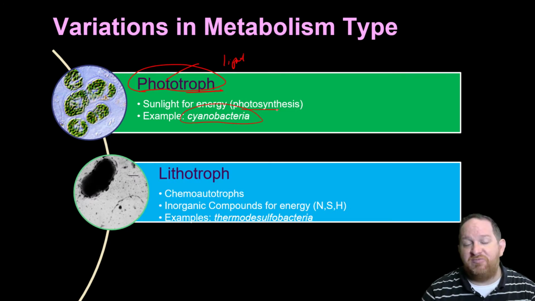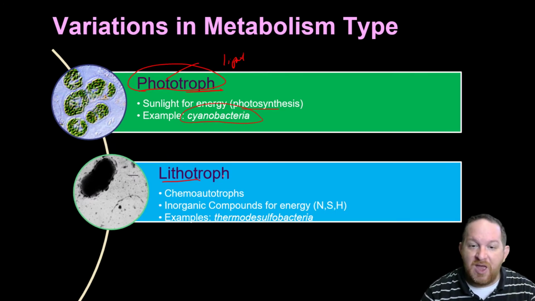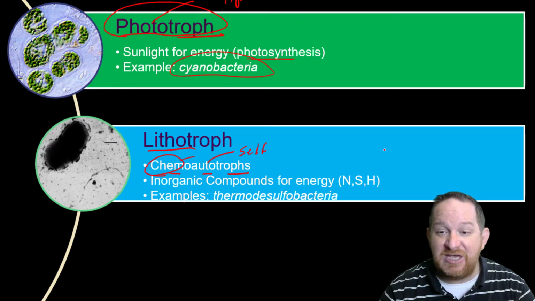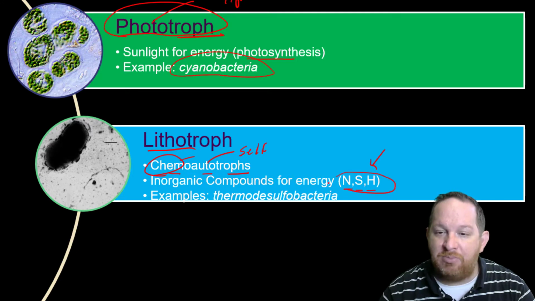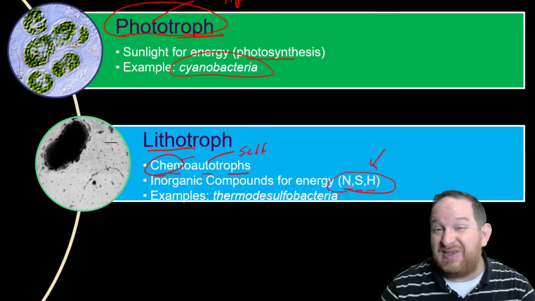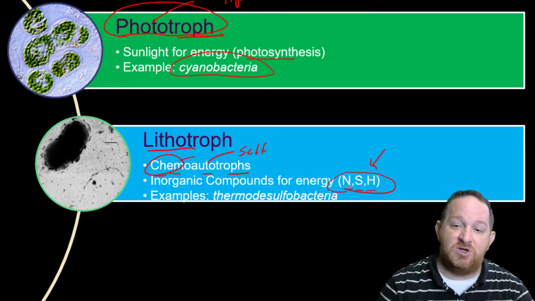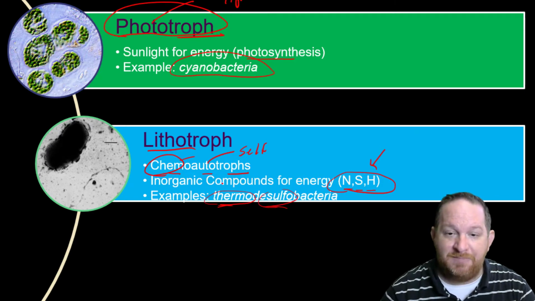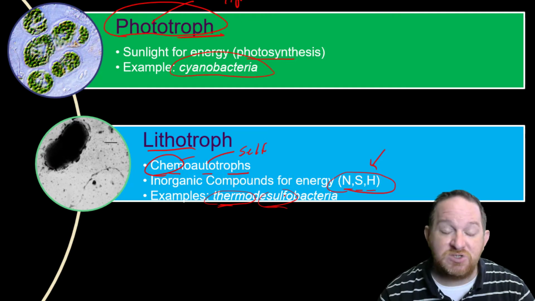Another interesting type of metabolism in bacteria are the lithotrophs. These are chemoautotrophs. And if you break that down, they're making their own energy from chemicals. So some of these inorganic compounds that they use would be like nitrogen, sulfur, hydrogen. They're actually able to get the energy out of these inorganic compounds. A good example of this is thermodesulfobacteria. You think thermo, you think heat, temperature, sulfo, sulfur. These are bacteria that can actually get some of their energy from sulfur.